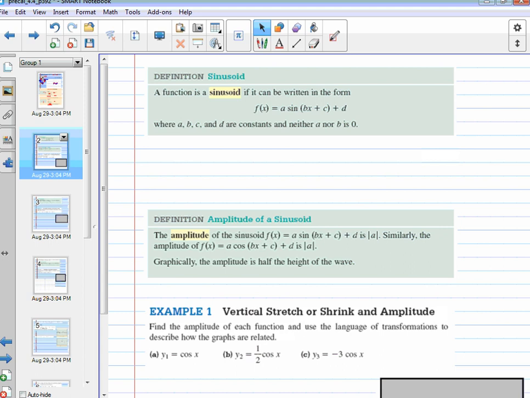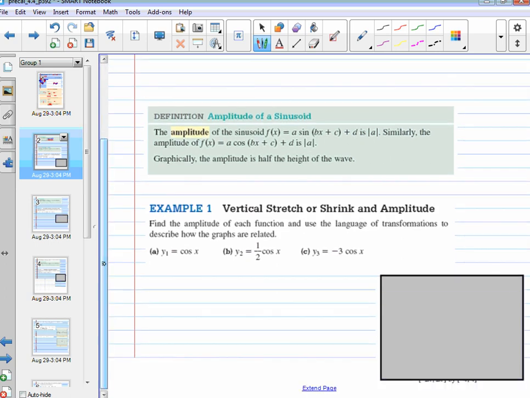A function is a sinusoid if it can be written in this form. F of x equals, you notice we can put a number in front. We know what happens when I put a number in front. It's a vertical stretch or shrink. I'm going to look at this plus c. I can add or subtract a number on the x. That's left or right translation. I can add a number on the end. When I add a number on the end, it slides it up or translates it down. I can multiply my x by something. Remember, that's a horizontal shrink or stretch.